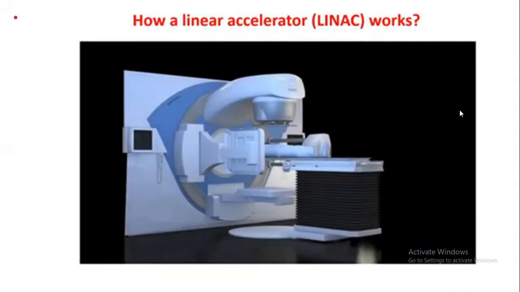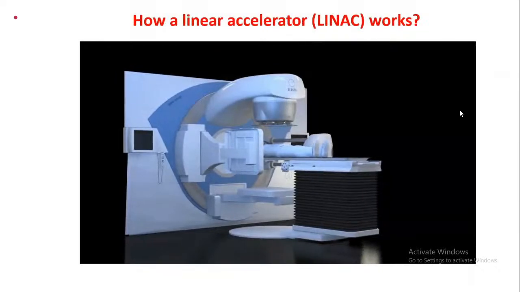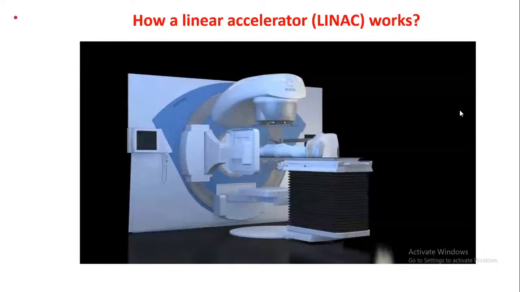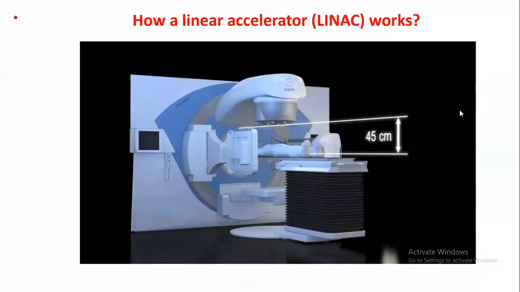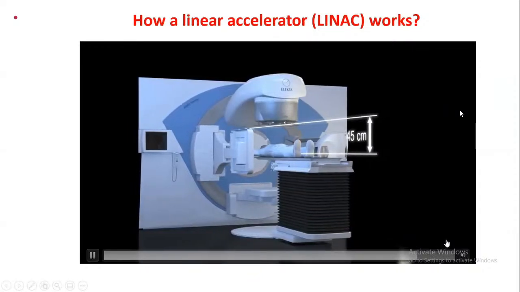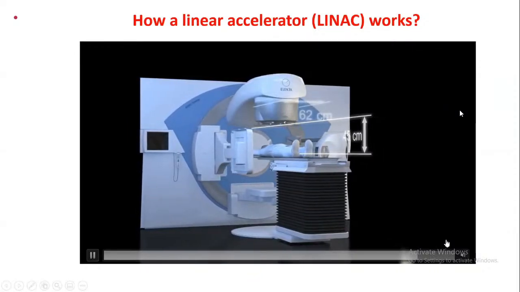Clearance. Clearance is the free space available under the LINAC for patient treatment, and it varies with different protocols and fixation devices. It is a combination of the distance between the lower surface of the radiation head and the isocenter, 45 centimeters, and the head diameter, 62 centimeters.